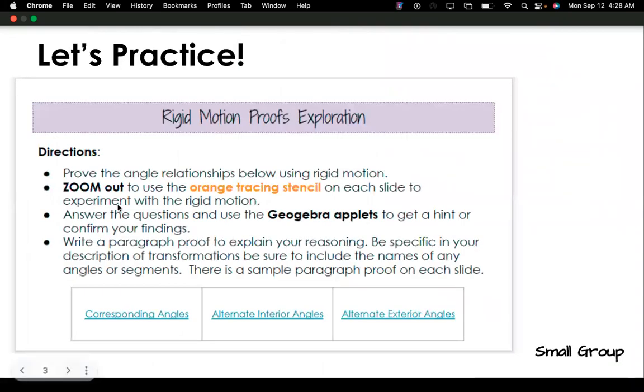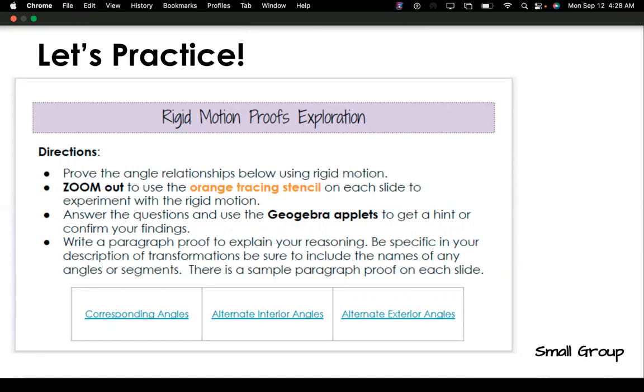Prove the angle relationship below using rigid motion. Remember, rigid motion is what we learned in the first unit. We're going to zoom out to use the orange tracing stencil on each slide to experiment with the rigid motion, answer the questions using GeoGebra applets to get a hint to confirm your findings, and then write a paragraph proof to explain your reasoning.